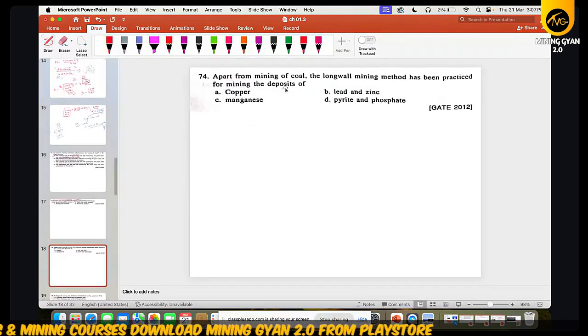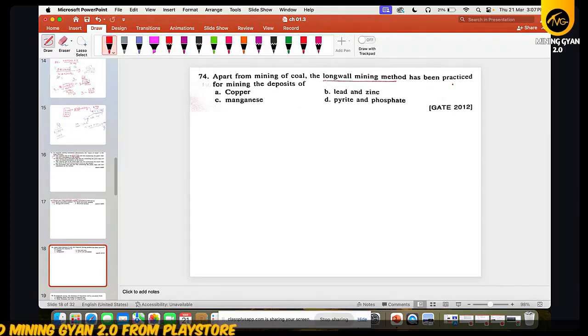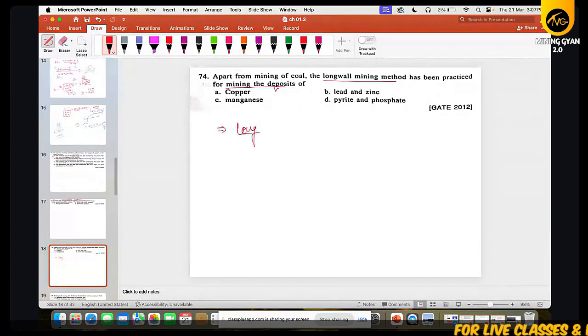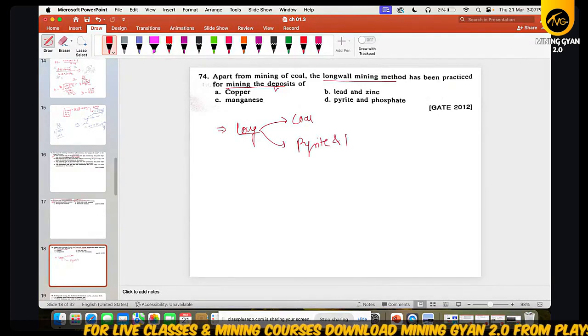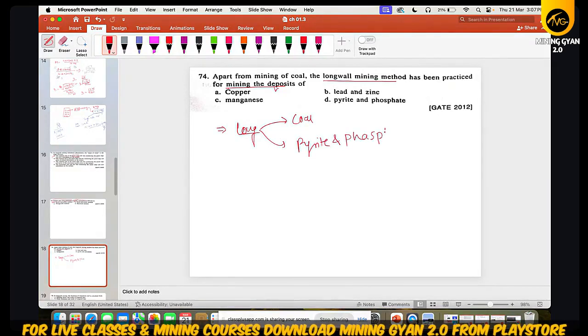Next question. Apart from the mining of coal, the longwall mining method has been practiced for mining which deposits? The longwall method, everybody knows that we use it for coal, but we also use it for pyrite and phosphate.